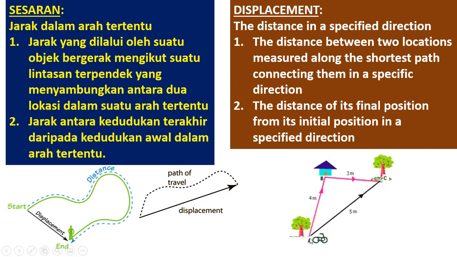The distance is 4 plus 3, which is 7 meters. But from A to C, we have the shortest distance. So this is what we call displacement, and here we have 5 meters from A to C.